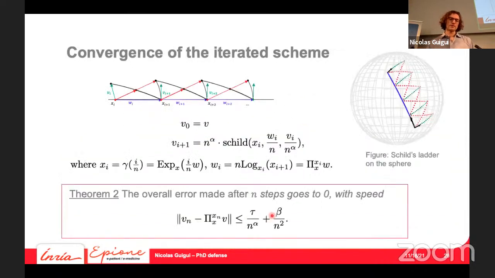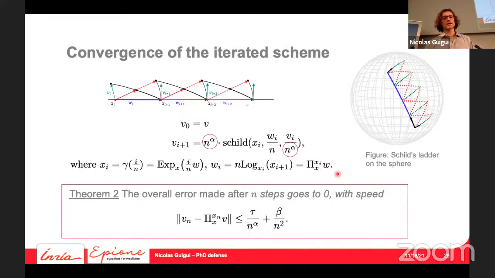And then this allows us to define a sequence for the iterated scheme and to prove that it converges. So we define a sequence initialized at V. Then recall that we have scaled W to compute only small parallelograms. We must scale V also so that they are of the same order of magnitude, but we have the freedom to scale it by a larger amount. So we introduce an exponent alpha that is defined by the user and can be chosen.